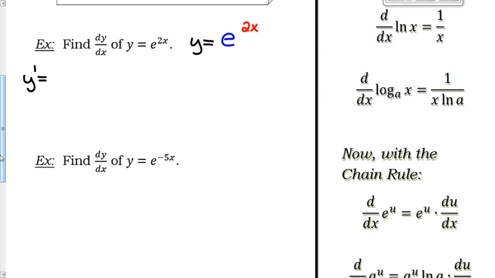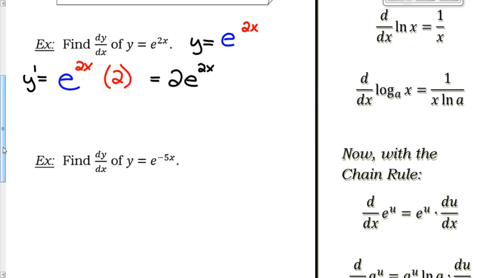The derivative of the outside is the e raised to the, and that's still just e raised to the 2x, exactly what I had before. Then I need to multiply by the derivative of the inside, and the inside is the red 2x, and the derivative of that is just 2. If we wanted to simplify that, we could, and that would be 2e to the 2x. In a multiple choice question, it would look like this. However, you're welcome to leave it the way I did with the red and the blue.